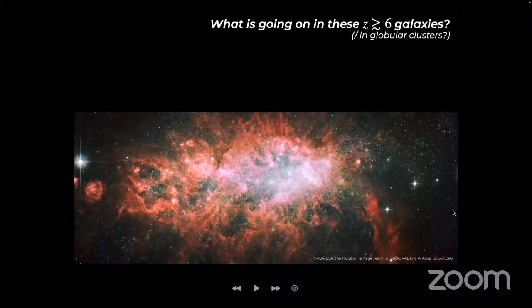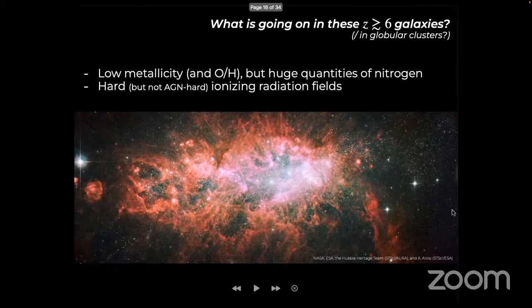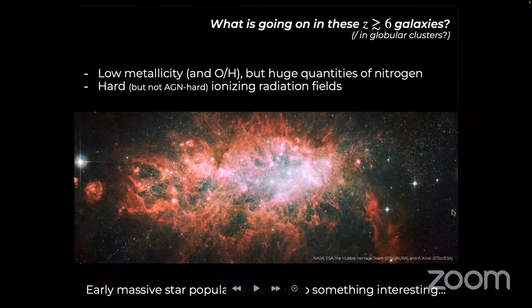So what is going on in these redshifts beyond 6 galaxies and in these globular clusters is a linked question now to some degree. I'm going through a lot of this just to highlight, we're seeing low metallicity, but huge quantities of nitrogen and a hard ionizing radiation field, but not quite hard enough to necessarily imply some non-thermal spectrum from an AGN. And what I would like to motivate, based on where we think nitrogen is being produced, is that this is telling us that these early massive star populations are doing something quite interesting.